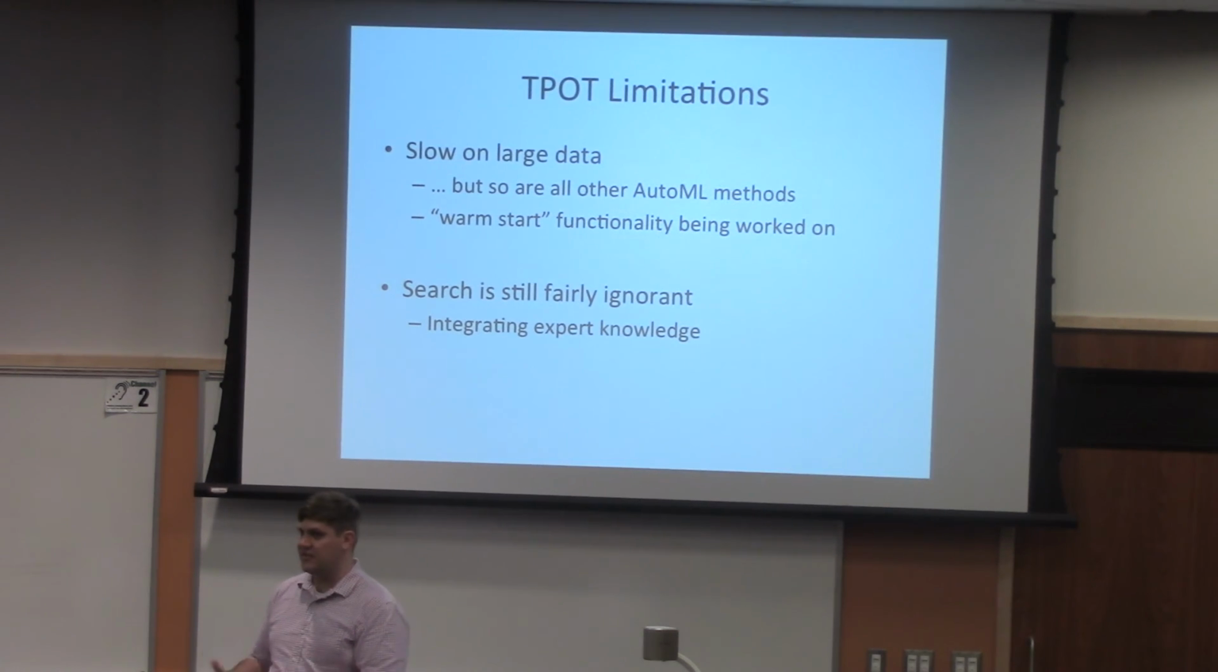Also, the search process is still fairly ignorant, right? All these little changes I was talking about, mutations and crossover, are random, and we could probably guide that a little bit better, because we have some knowledge about what makes good machine learning pipelines, so maybe we can bias that process.